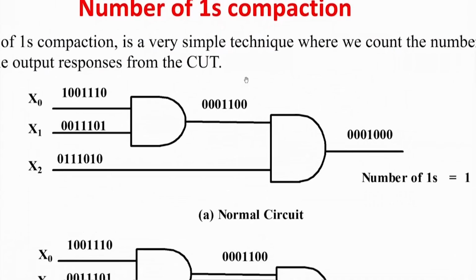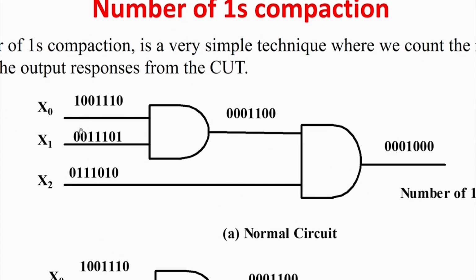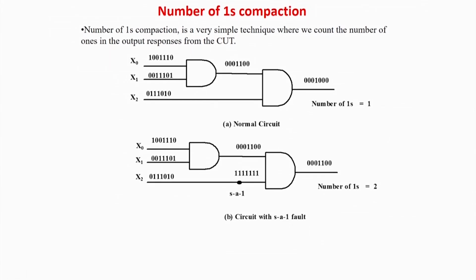This is a circuit, and maybe the patterns I am applying are 1 1 0, then 0 0 1, and so forth. There are 1 2 3 4 5 6 7 test patterns, shown in a vertical manner. This is the output, and the number of ones is 1. So there will be a counter which counts the number of ones and generates the answer 1, which will be fed to the ATE.